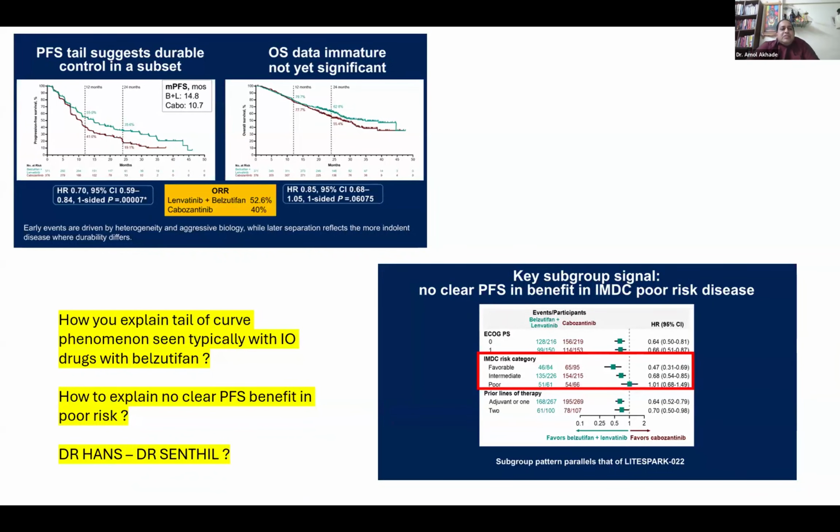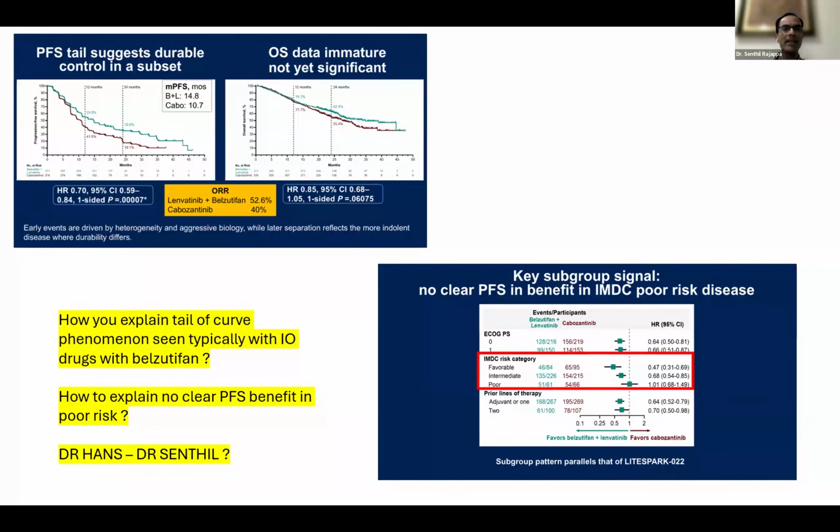So this is a very peculiar thing in the belzutifan curve, that there is a tail-of-the-curve phenomenon. It is typically seen with the IO. So Dr. Senthil, your thoughts on this? That is why belzutifan is also showing the flattening of the curve, if you see here. I'm not too sure there is a tail there, Amol. I still see that slowly and steadily there are some patients who seem to be progressing. So I'm not too sure there's a tail there.